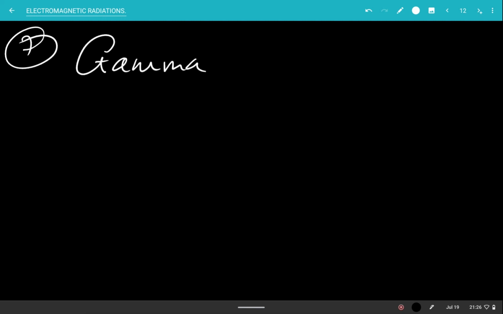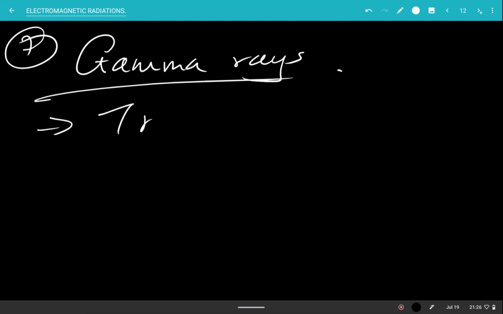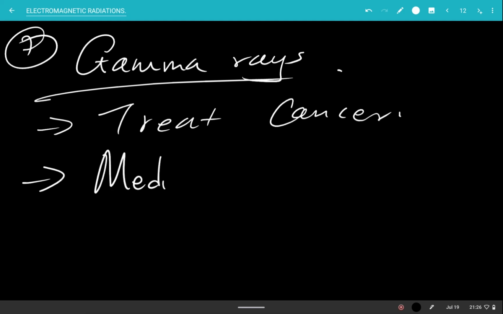Then we can look at the last electromagnetic wave, which are the gamma rays. Gamma rays are basically used to treat cancer, even though they cause cancer. So they are used to treat what? Cancer. Not just that, gamma rays can also be used for medical imaging as well. So you can also say medical imaging, just like that. So basically, these are the uses of the 7 electromagnetic radiations that we have.